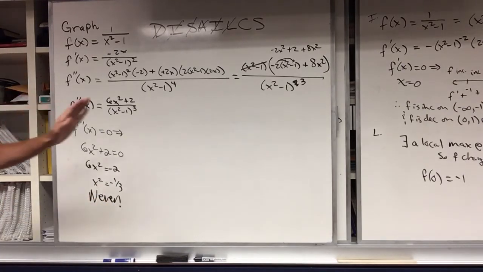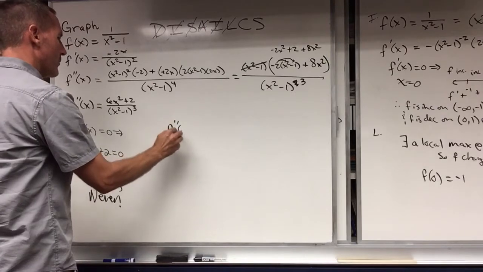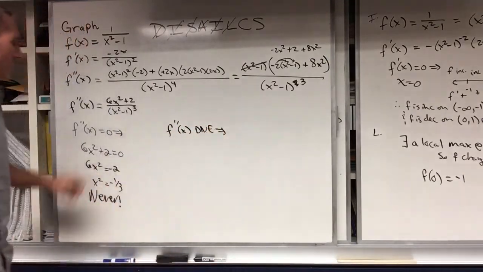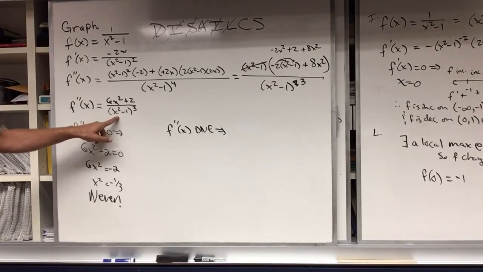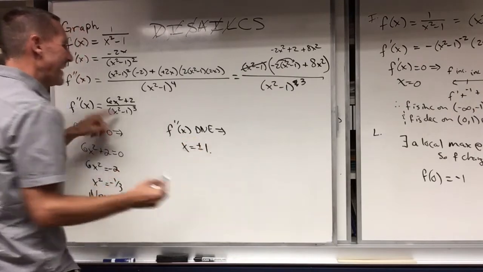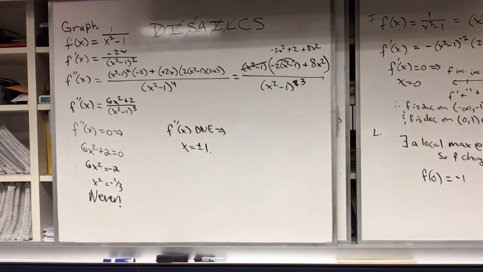Over here, seeing where f double prime of x does not exist, this only doesn't exist when the denominator is equal to 0, and we've already seen that where x equals plus or minus 1. And again, that's not surprising. The original function didn't exist at those values, and the derivative doesn't exist at those values, so the second derivative is not going to exist at those values either.